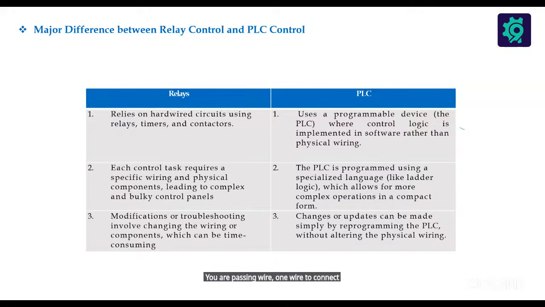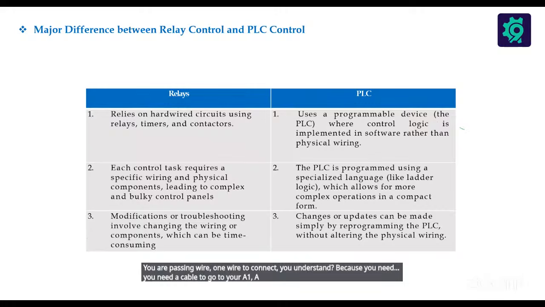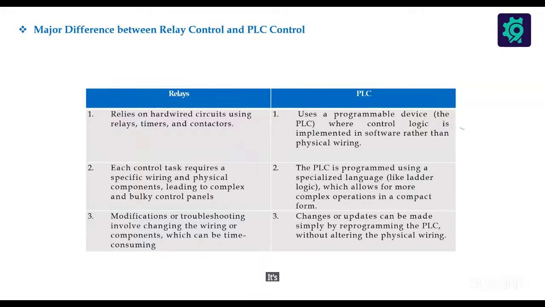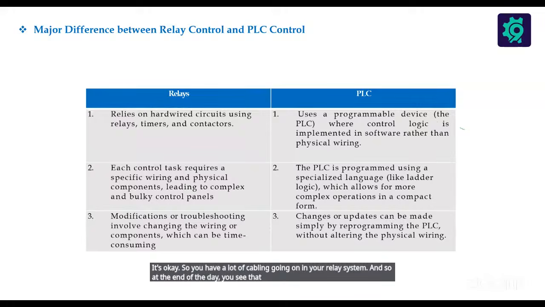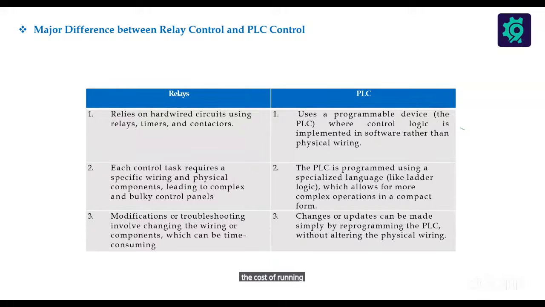You understand? Because you need a cable to go to your A1, A2 contacts to make the coil energize and close. Then you now have your actual power supply line with its own cable. So you have a lot of cabling going on in a relay system. And so at the end of the day, you see the cost of running cables, and whenever you have a breakdown or a failure, the cost of even troubleshooting alone.